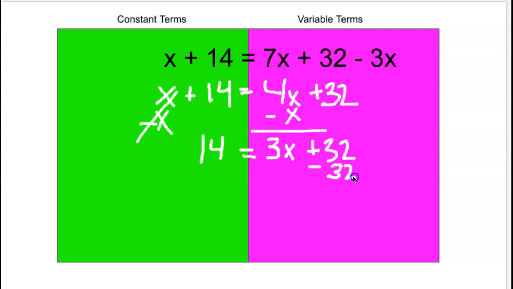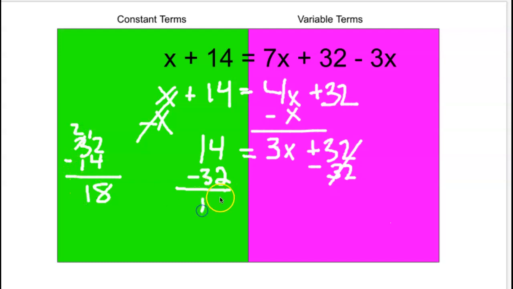Okay, now let's collect our constants. So minus 32. Okay, so if you remember our integer rules, if you have a positive and a negative number, the first rule is to subtract the smaller number from the bigger number. So we'll do 32 minus 14, which is 18. And then the second step is to take the sign from the bigger number. And as you can see, 32 is our bigger number and it's negative. So we have negative 18 equals 3x.